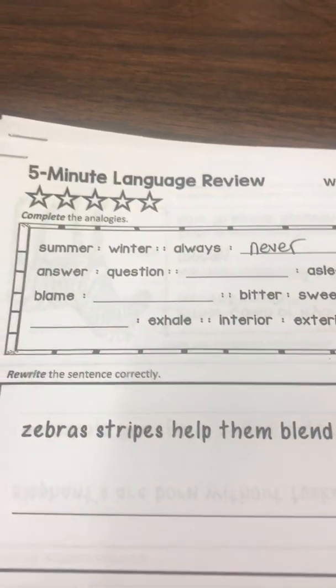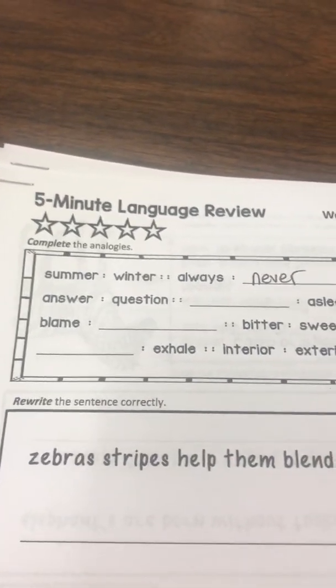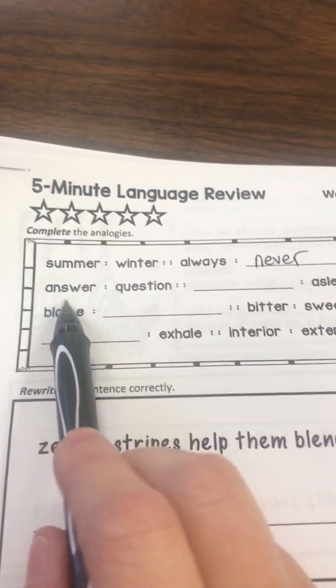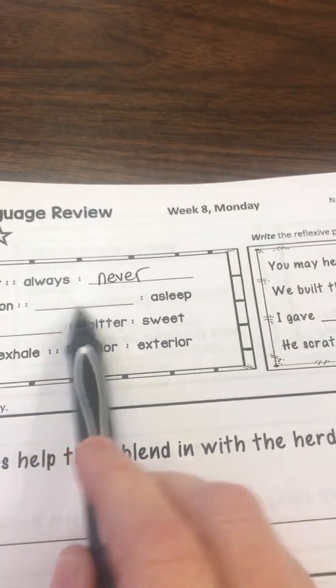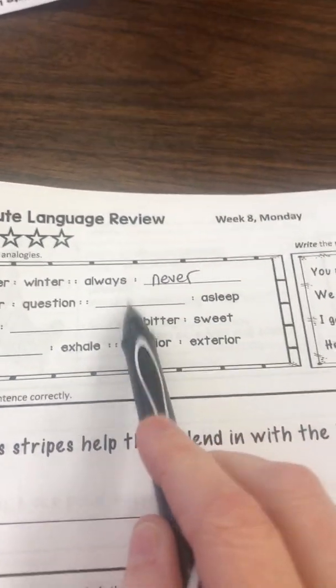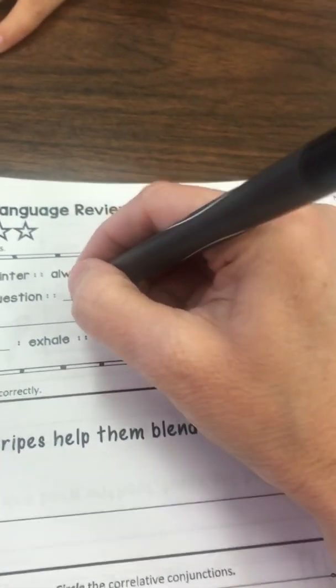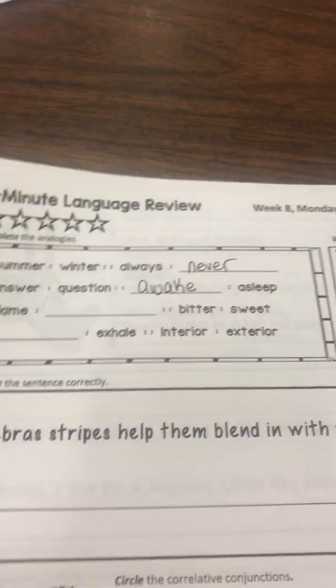Answer and question. How are answer and question related? Are they opposites too? They're opposites too. Answer is the opposite of a question, right? So, what would be the opposite of asleep? Awake. A-W-A-K-E. Awake.